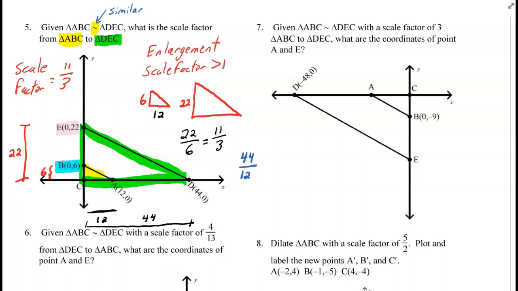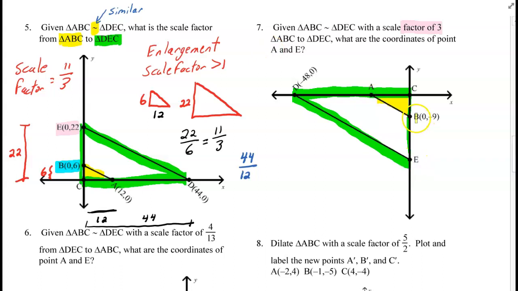Let's take a look at problem number 7. In problem number 7, given triangle ABC is similar to triangle DEC with a scale factor of 3. So from the little triangle that I highlighted in yellow to the big triangle that I just highlighted in green, we know the scale factor is 3. What are the coordinates of point A and the coordinates of point E?